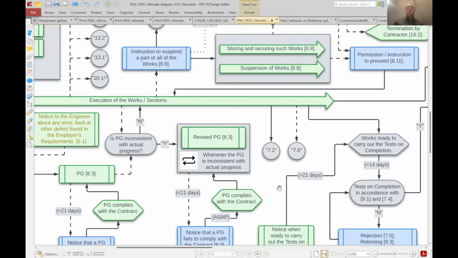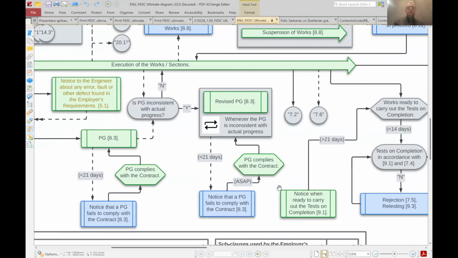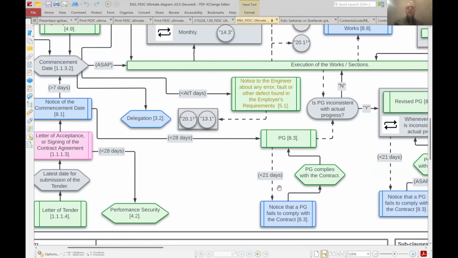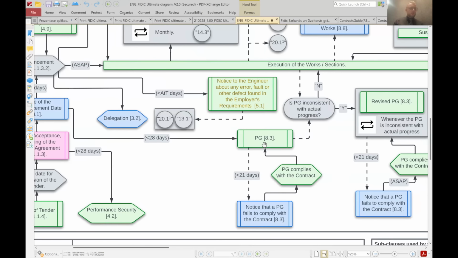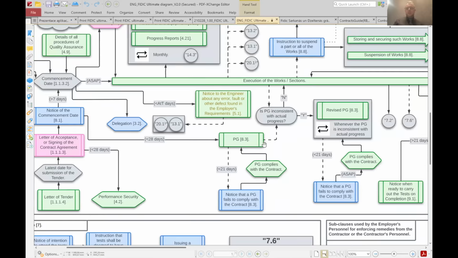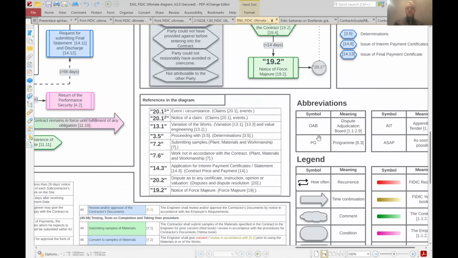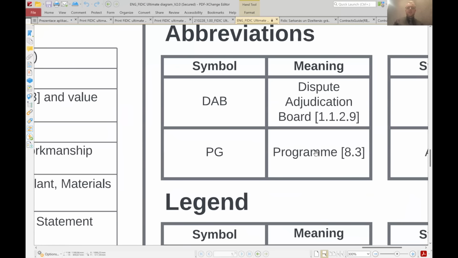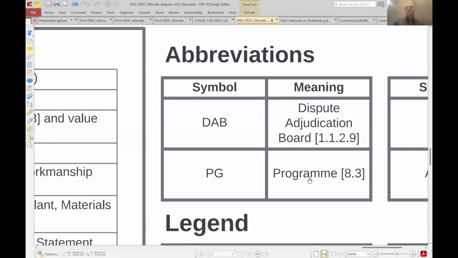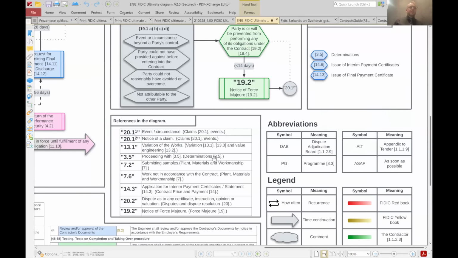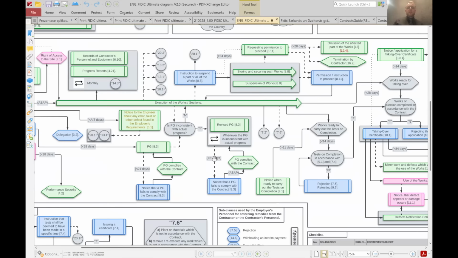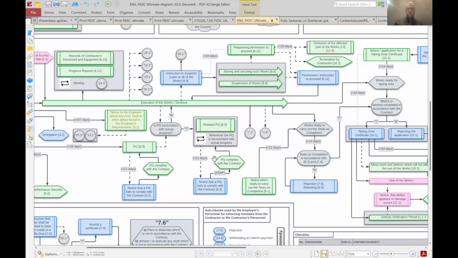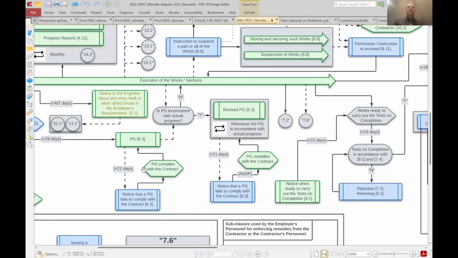Again, I will give my focus to a different thing. I will give my process to the PG. What does the PG mean? Again, I can show you on the abbreviation. The PG means program, and the program should be like the heart of the construction project. It's the most important record that the contractor has on the construction project.